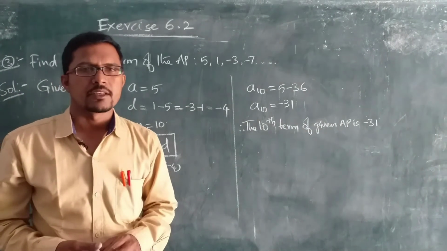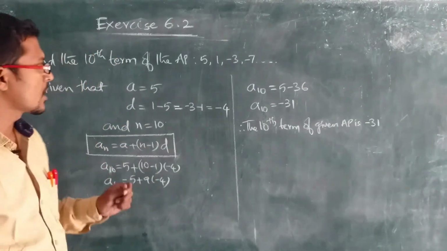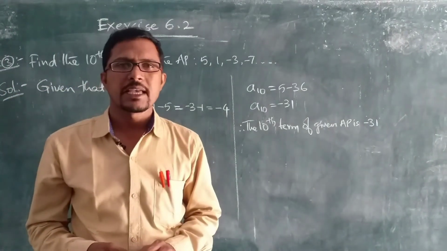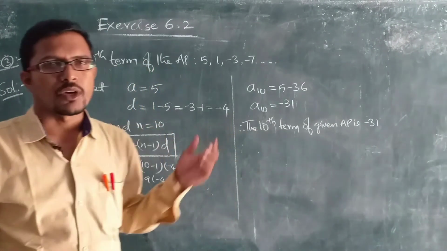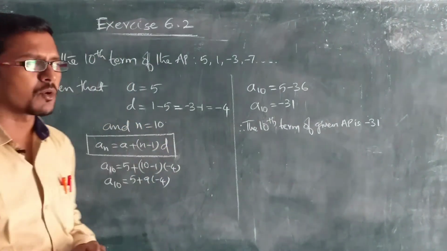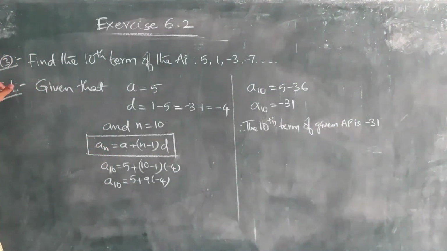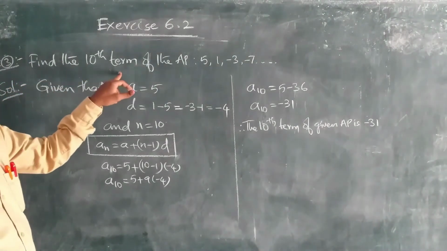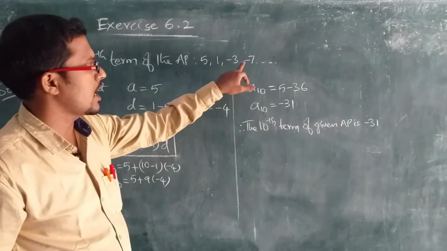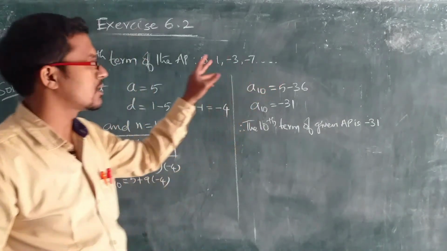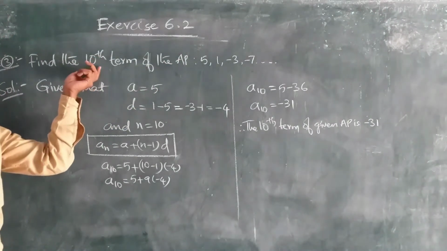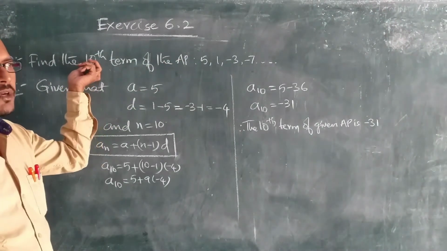Now students, let us see the second bit. The second bit is similar to example 3 of the exercise. So I am solving example 3 here, so that you can solve the second bit. Okay. So see, example 3 is: find the 10th term of the AP 5, 1, minus 3, minus 7. Here the AP is given and we have to find the 10th term. Okay. It is very easy.